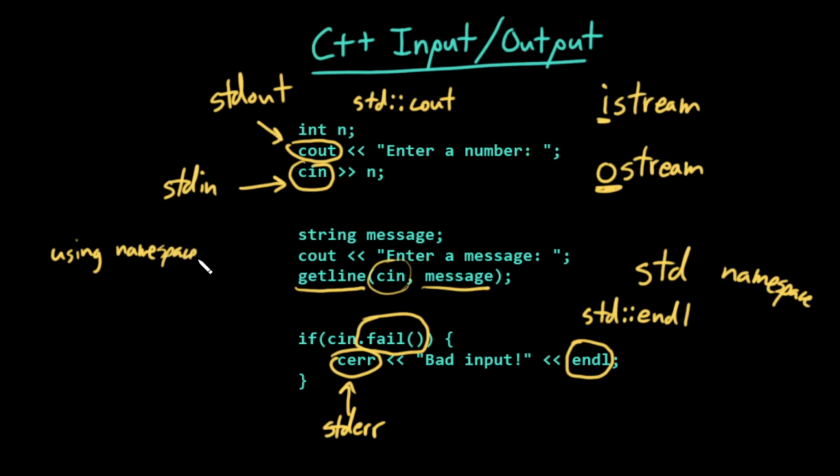So these are all in the std namespace, and at the top of my program, if I write using namespace std, then I don't have to write std:: before every single instance of cin, cerr, cout, or endl.